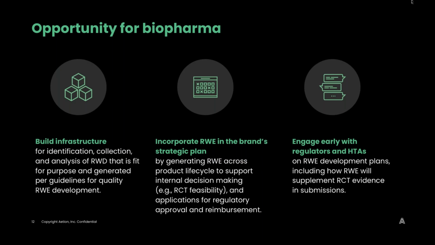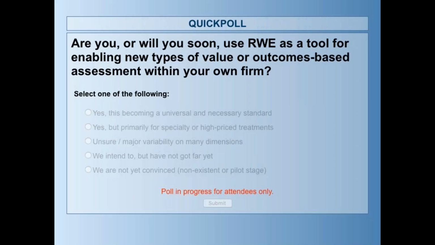But I think I'd like to just start by asking the audience, what's stopping us? We've heard some really encouraging reasons why we need to take part in this, but what is actually stopping us? So if you look at your screen right now, you'll see a question appear. Are you or will you soon use RWE as a tool for enabling new types of value or outcomes-based assessment within your own firm? So this will give us a really good idea of where everybody is right now. You've only got one choice, I'm afraid.